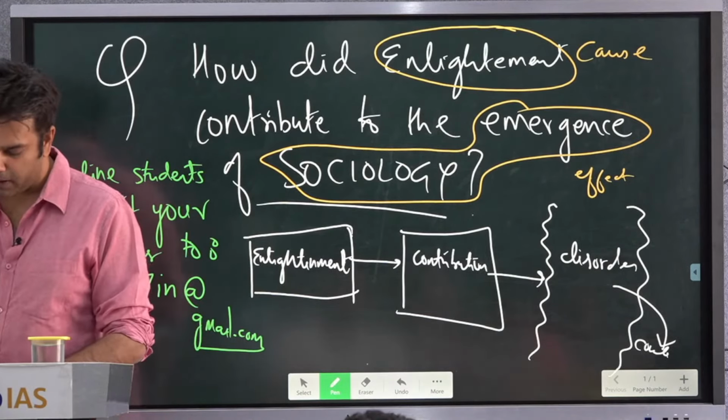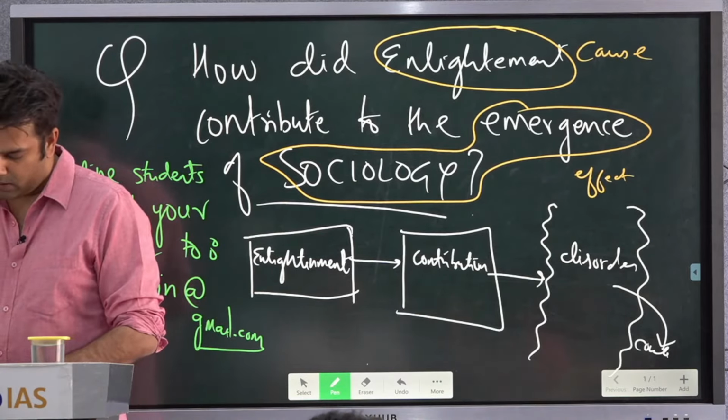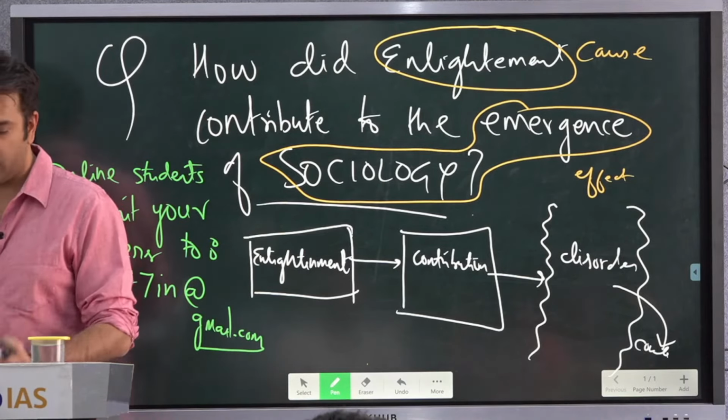Contribution made by enlightenment. Religion-based laws to reason-based. Okay. Secularism, democracy, scientific approach, feminism, rule of law. Okay. ठीक है.